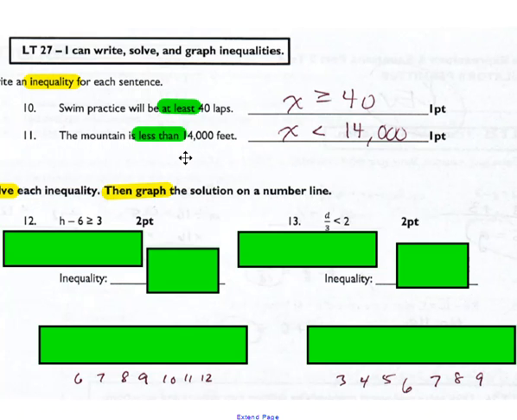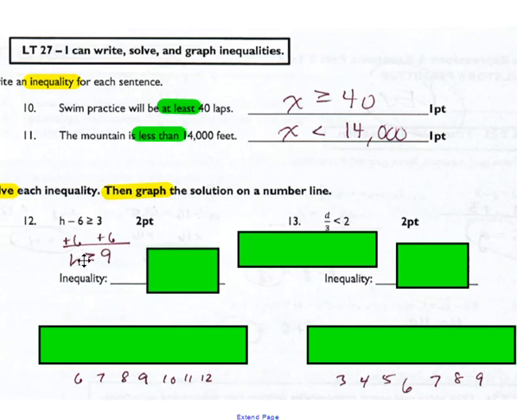In number 12 and 13, we were supposed to solve the inequality first and then graph it. Well, by solving it, we do the same thing we did earlier in the first 4 problems. We want to isolate our variable and solve the inequality. So if I want to get rid of that minus 6, I have to add 6 to both sides.